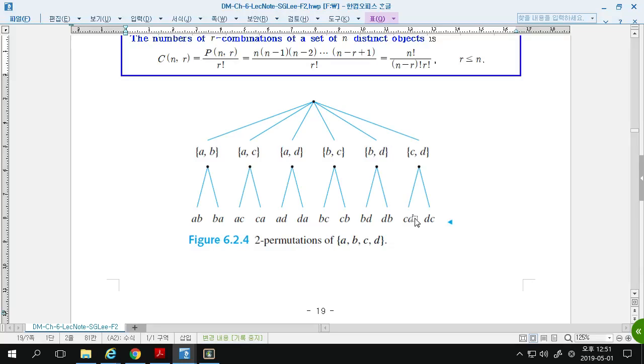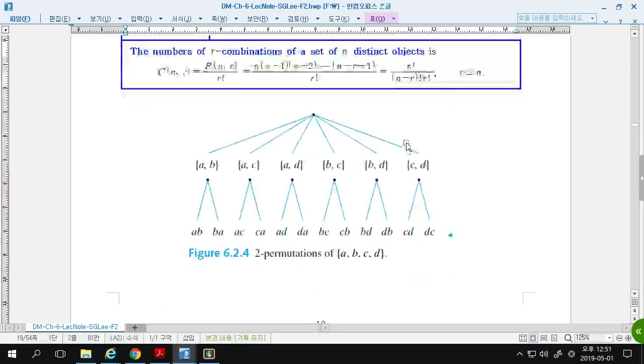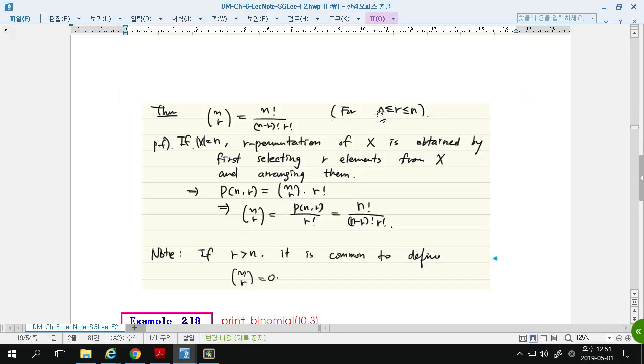This figure shows the two permutations of four objects. Here. And also this is another way of showing this n choose R. N choose R can be written in this way as we talked, and also it can be shown in this way if R is between 0 and n. If the cardinality of X is n, then an R permutation of the set X is obtained by first selecting R elements from X and arranging them. So choose R out of n first, and then give an order, which is R factorial.